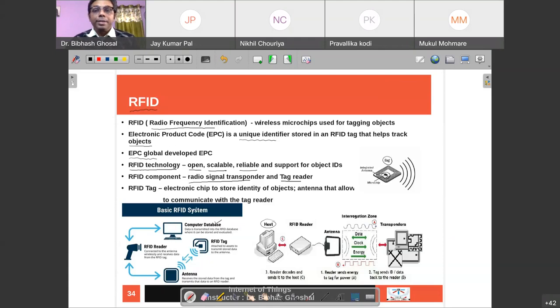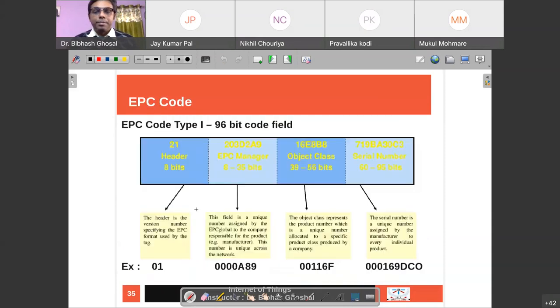So the idea is that you collect radio waves from the tag, which sends out a number or some information. The reader collects the information and passes it to a computer attached to it, where you maintain a database and do some analytics. The information that is sent out is called the EPC code. And this EPC code is of two types, a 64-bit code and a 96-bit code.